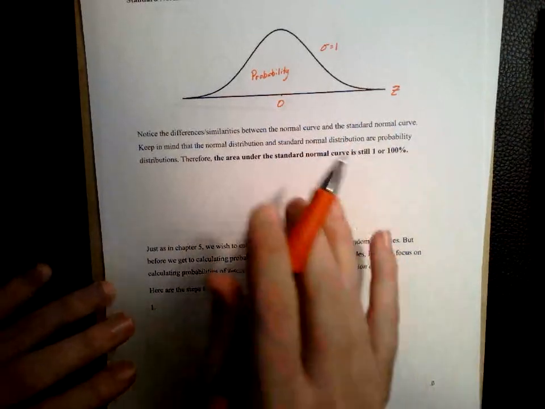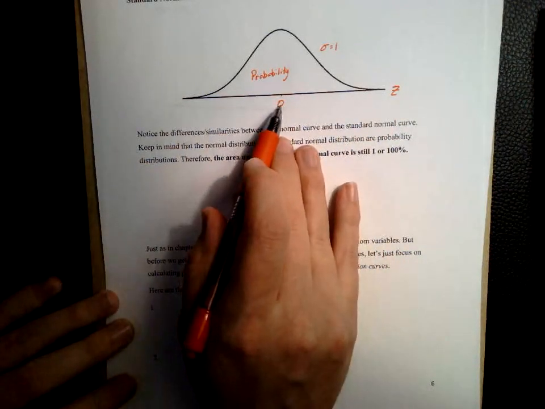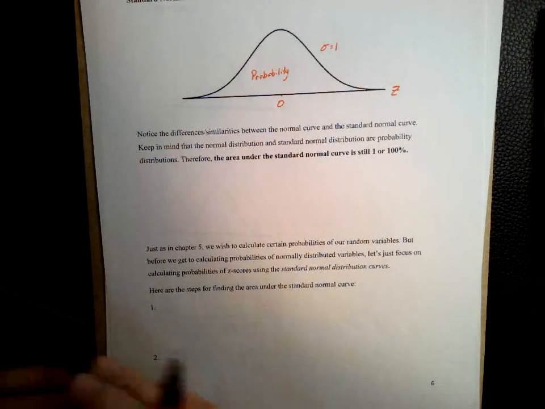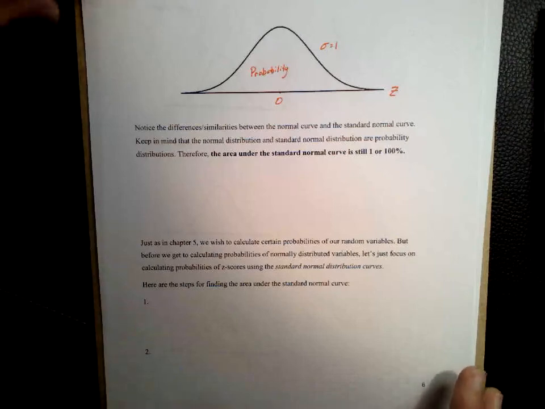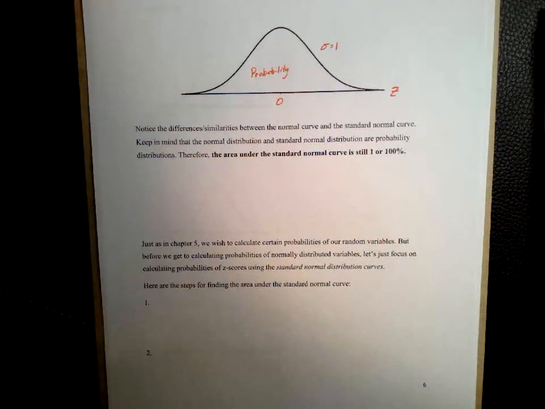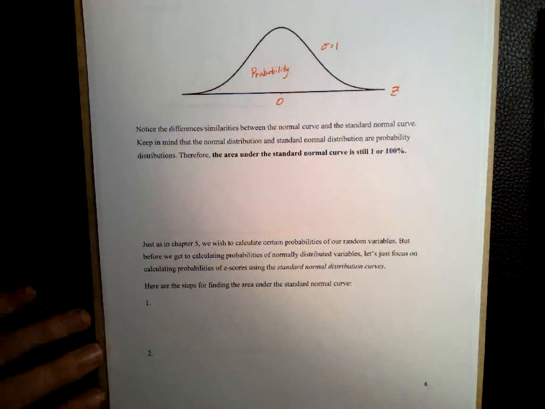But in this case, we standardized it, and then we get a mean of 0 and a standard deviation of 1. That's just the same idea we talked about on the previous page. Now, just as in Chapter 5, we wish to calculate certain probabilities of our random variables. But before we get to calculating probabilities of normally distributed variables, let's focus on calculating probabilities of z-scores using our standard normal distribution curves. There are 2 steps for this.